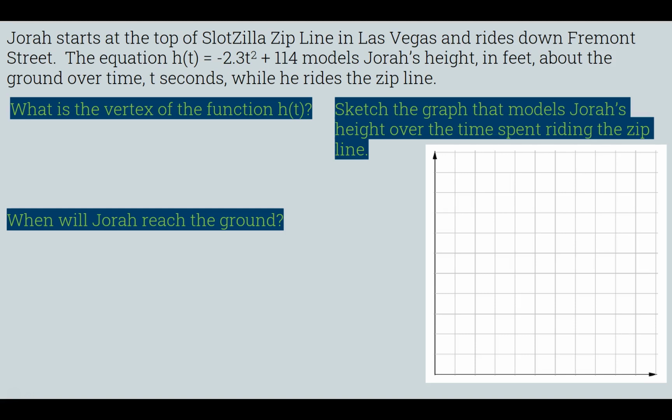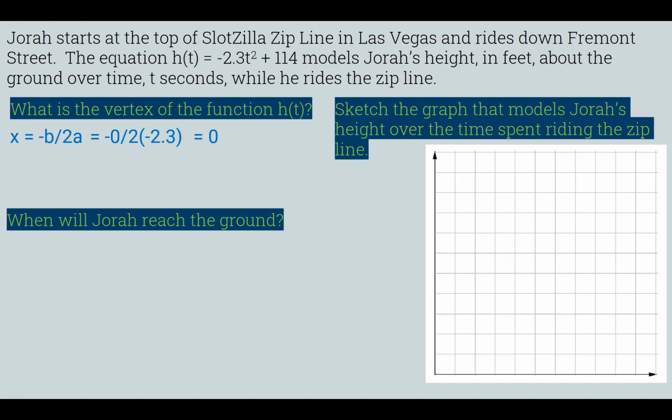Okay, so we have to find the vertex of the function. So what piece of my vertex do we find first? We do the opposite, b over 2a. What was our b value? It was 0. What's my a? -2.3. So that gives me 0 over negative 4.6, which is just 0. 0 is my h. All right, we have to plug it in to find the rest of our equation.